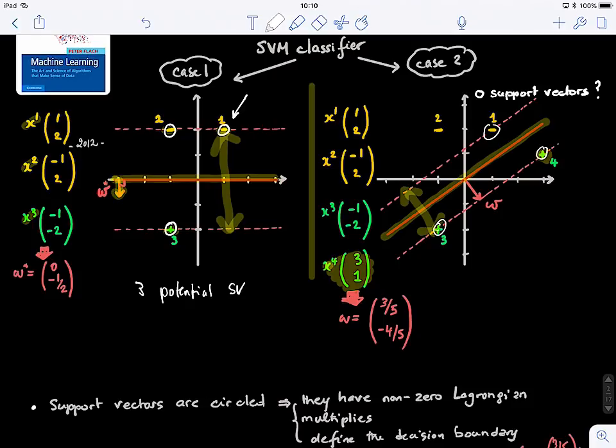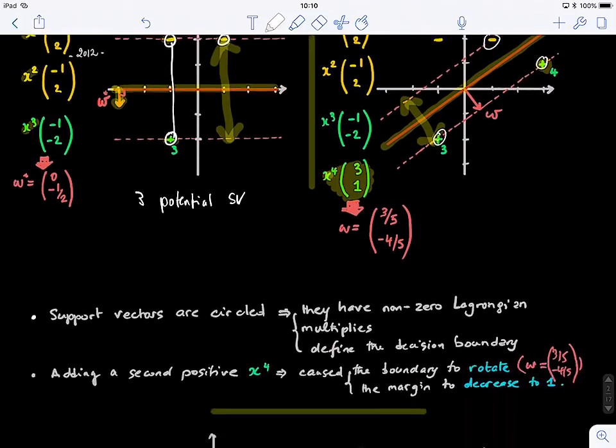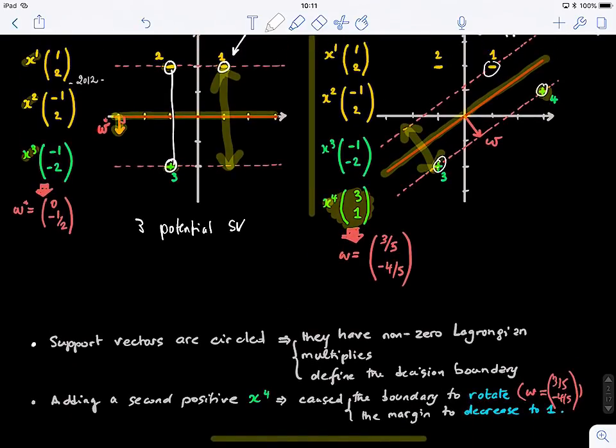At least generally we only need 2. If we have 2, we can find the margin and define our hyperplane. So at least we need 2, but if we have more, that's fine, but we don't need to pick every single point that is on the marginal hyperplane. Okay, cool, so this is number 1. Then also, this is what we looked at: by adding a second positive sample, this caused the boundary to rotate and the margin to decrease to 1.